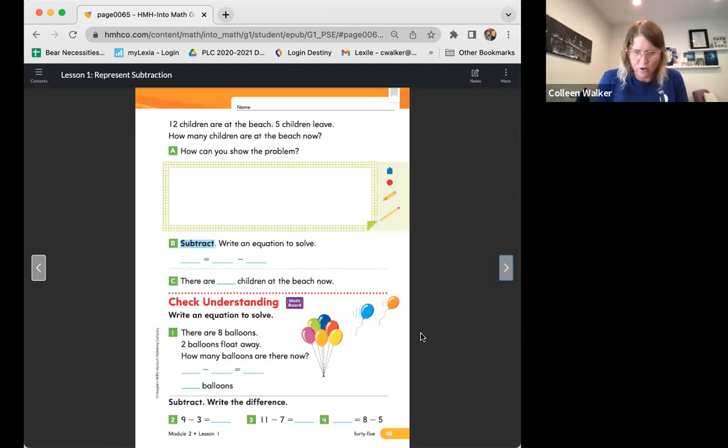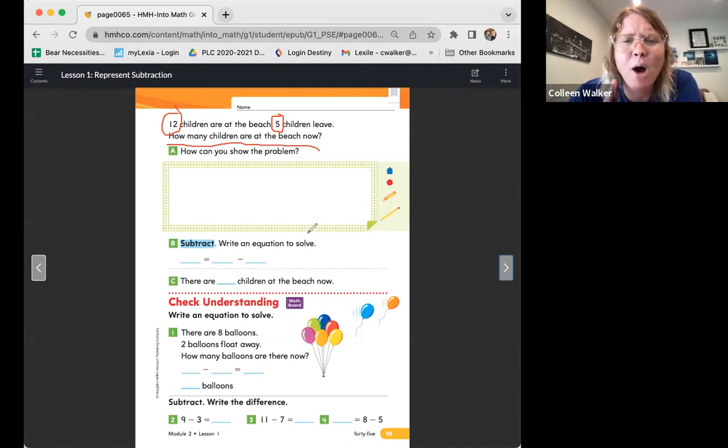All right, so we are now on page 45, and we're going to do a new problem. It says 12 children are at the beach. 5 children leave. How many children are at the beach now? How can you show the problem? So what's our first step? Yes, we're circling the numbers. Great job. We're circling 12 and we're circling 5. And then our next step, underlining the question, how many children are at the beach now?